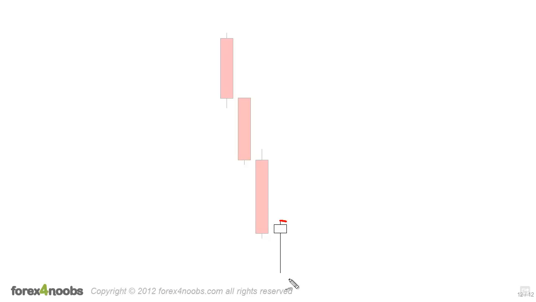And number 3, ideally we want it to have a bullish body, but like I said with the previous example, if it has a neutral body or if it has a small bearish body, that's still okay. But the strongest ones have bullish bodies if they're forming in a bearish trend.